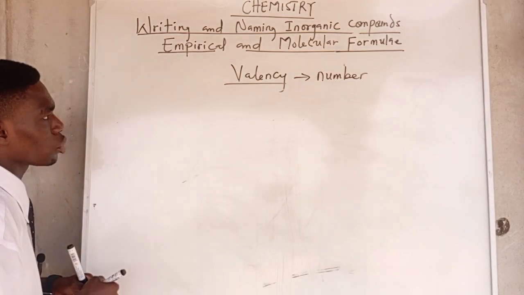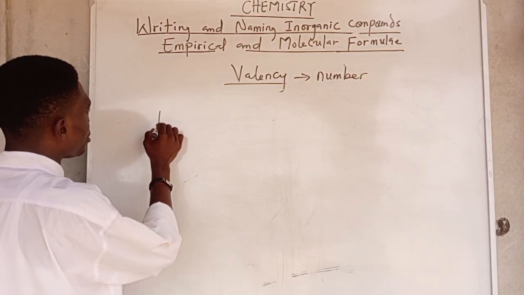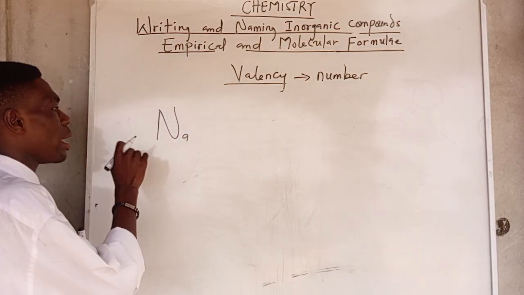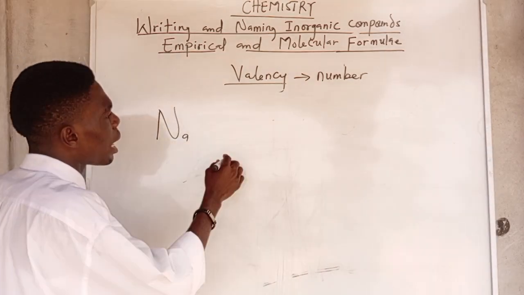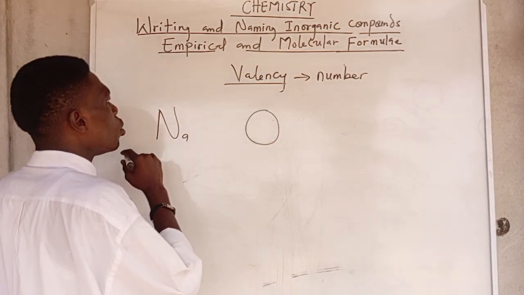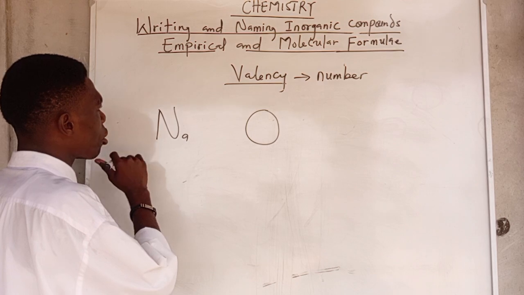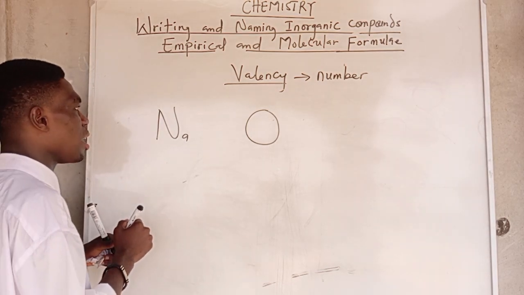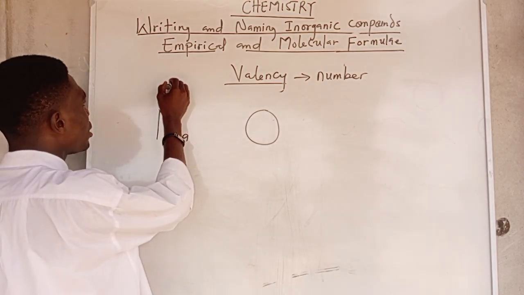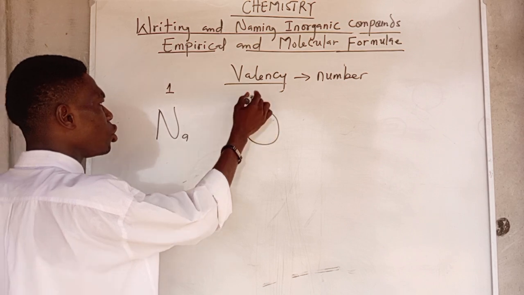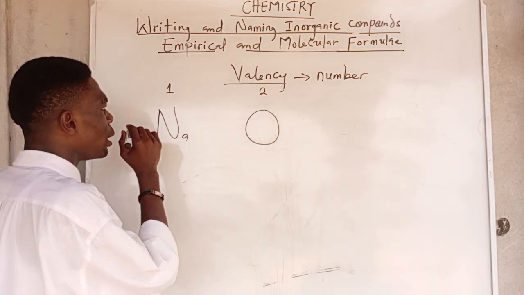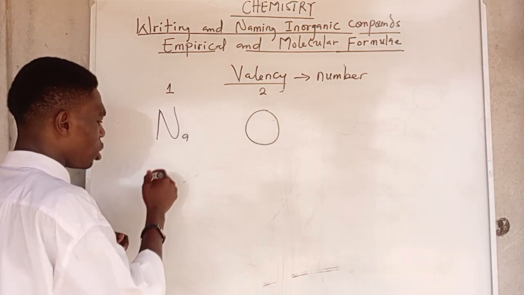All right, so we're looking at sodium and oxygen. Sodium is capital letter N and small letter a, right? And oxygen is capital letter O. So for me to combine sodium and oxygen, I'm going to use their valencies. Remember, the valency of sodium is 1. I'll write it above sodium. The valency of oxygen is 2. I'll write it above it. The only thing I need to do is to interchange the valency.